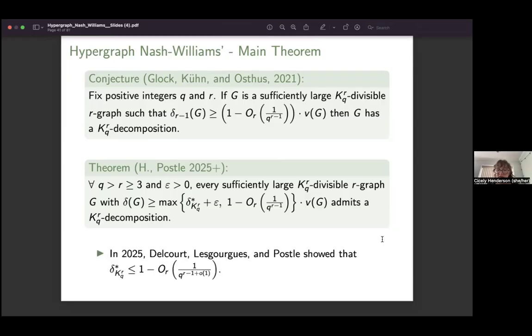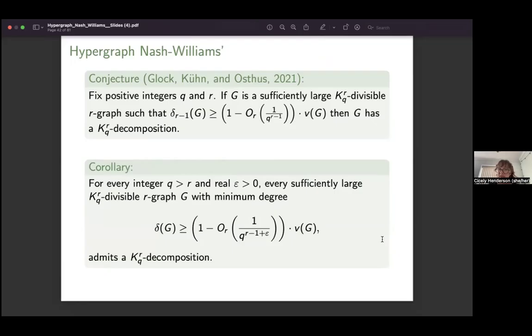And in 2025, Delcourt, Lesgourgues, and Postle also gave an upper bound on this fractional threshold. And so combining these two results, we get the following corollary, which is that for every integer Q at least R and real epsilon at least 0, every sufficiently large KQR divisible R graph G with minimum degree at least 1 minus something almost on the order of what's conjectured, right? We just have this little epsilon here, but getting pretty close to the conjectured bound, times the number of vertices admits a KQR decomposition.